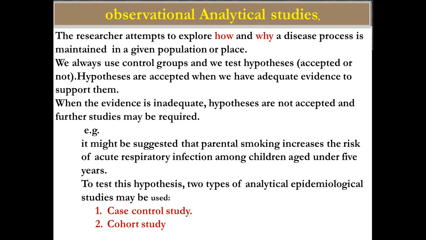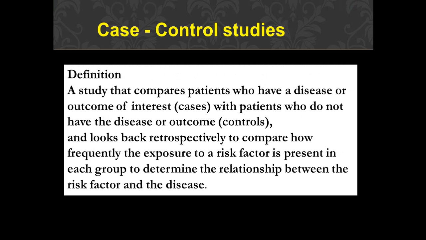For example, it might be suggested that parental smoking increases the risk of acute respiratory infection among children aged under 5 years. To test this hypothesis, we have two groups and two types of analytic epidemiological study: case control and cohort study. A case control study is a study that compares patients who have a disease or outcome of interest, they are the cases, with patients who do not have the disease or outcome, they are controls. We look back retrospectively to compare how frequently the exposure to the risk factor is present in each group to determine the relationship between the risk factor and the disease.